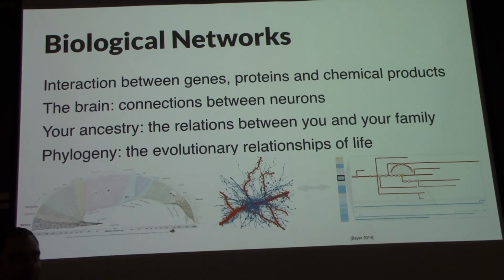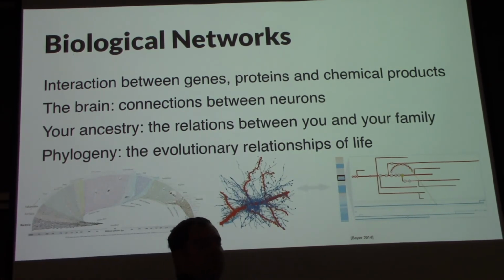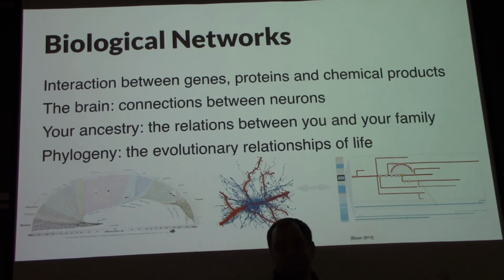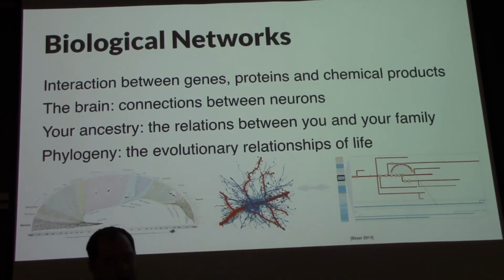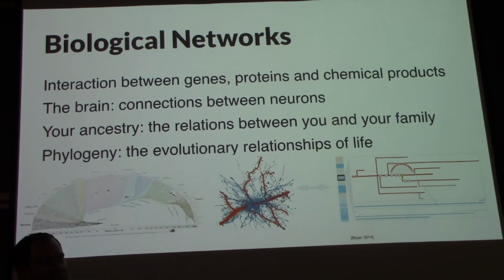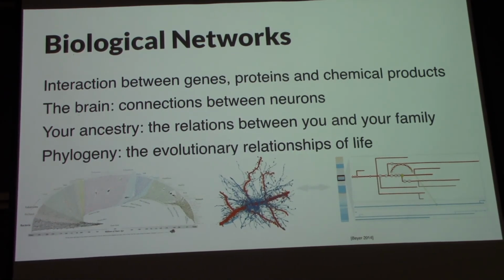Your ancestry is one big graph. The relations between you and your family, your parents, your grandparents, your uncles, and back to evolutionary times. Phylogeny, the evolutionary relationships of life itself, is one big tree. We have these massive trees of life. Here's just a very simplified version where we divide it up into different kingdoms.